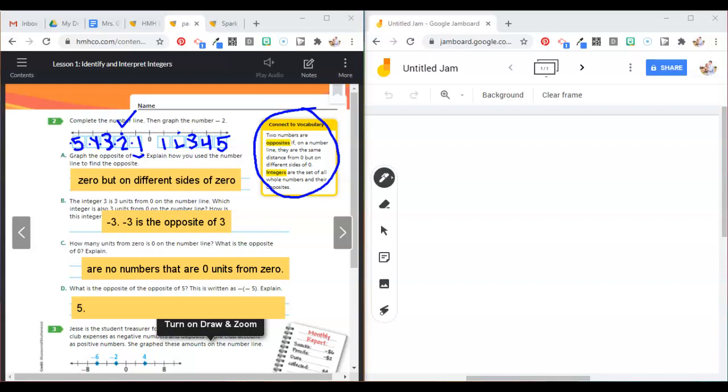And now we're going to explain the reasoning why the opposite of the opposite of 5 is 5. Because the opposite of 5 is negative 5, and when you go back, the opposite of that is 5. So I know this because the opposite of 5 is negative 5, and the opposite of negative 5 is 5. So it's a little bit of thinking in your brain there.